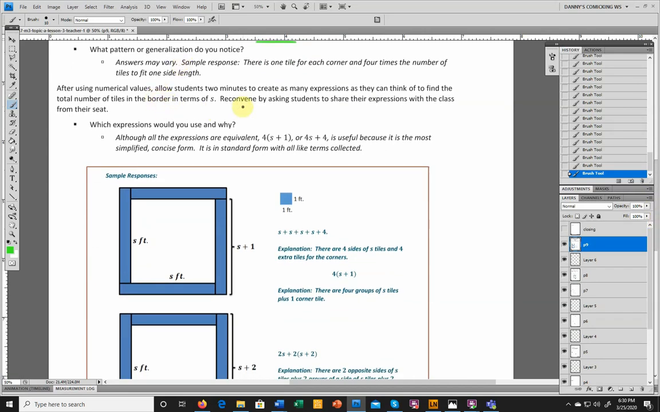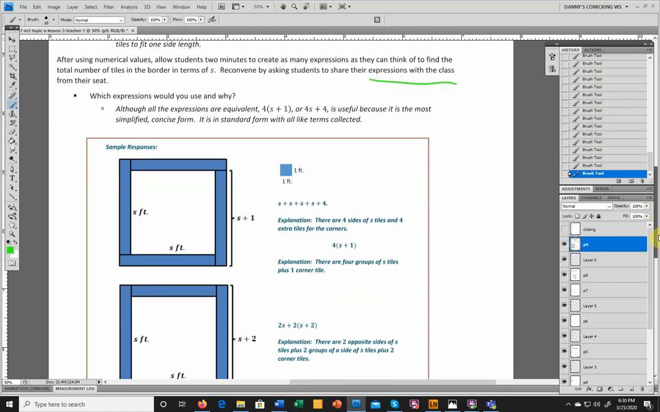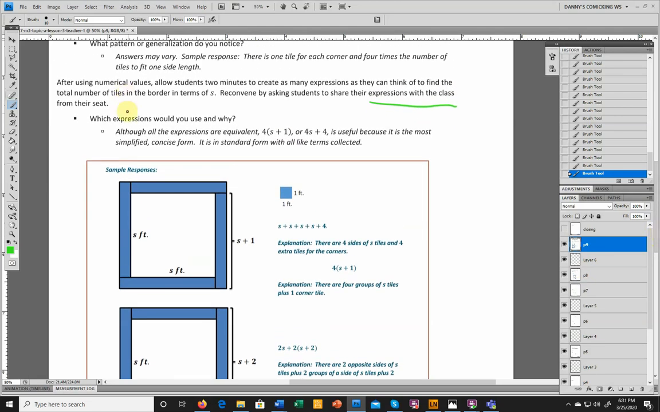After using numerical values, create as many expressions as you can think of to find the total number of tiles in the border in terms of s. We can't share the expressions with the whole class unless you text each other. But I would like you to come up with as many expressions as you can and maybe share some with me if you get the chance. That's not really a graded part of your assignment, but if it helps you understand, go ahead and do it. And I can help you if you're having trouble.